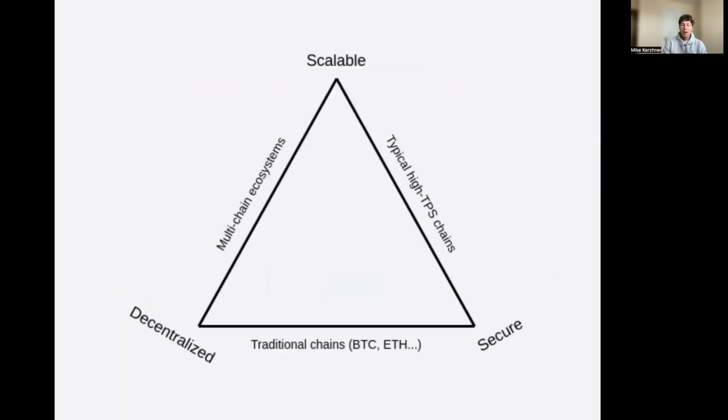Let's start with a bit of background first. Traditionally, we talk about the blockchain trilemma. There are three really nice properties that we would like to have: decentralization, scalability, and security. And traditionally, with blockchains, we could only have two of these properties. So let's see if there's a world where we can have all three.